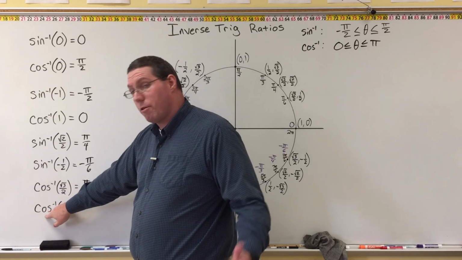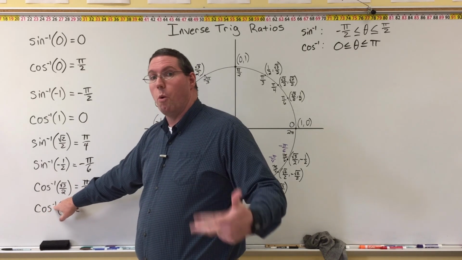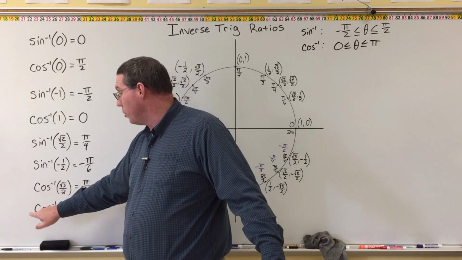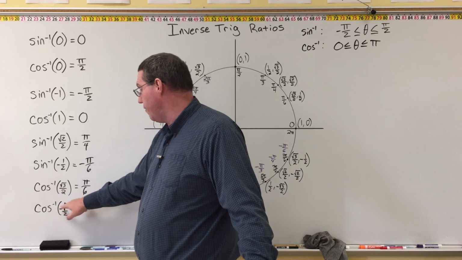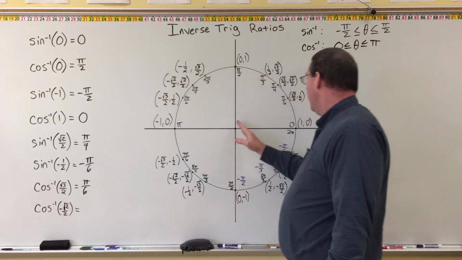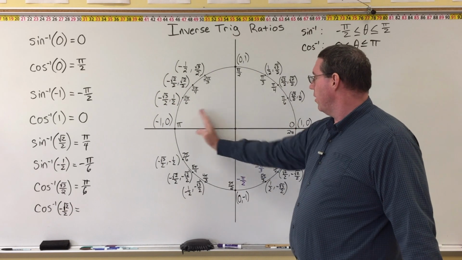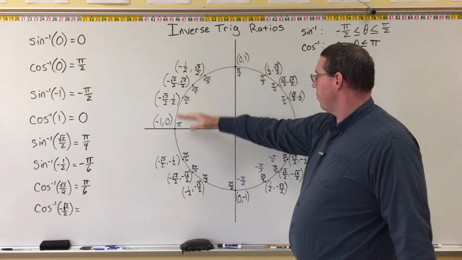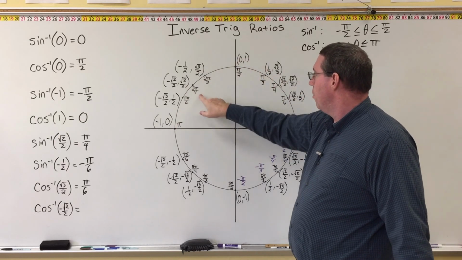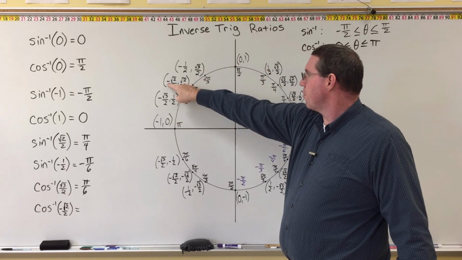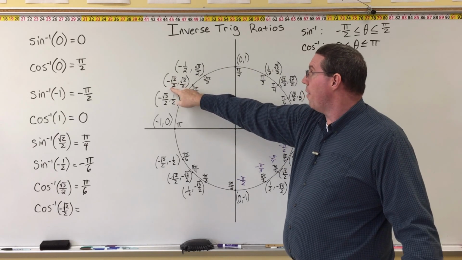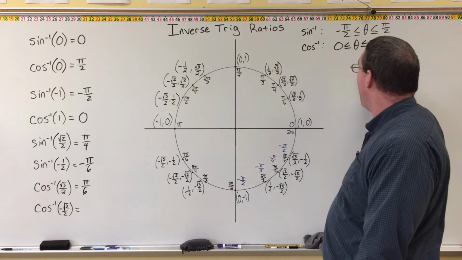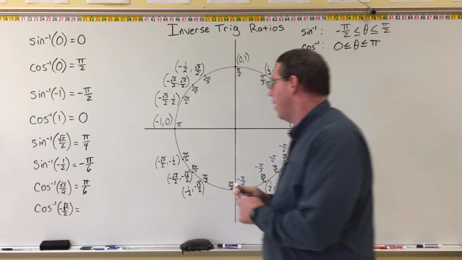Okay, last one, cosine inverse of negative square root of 2 over 2. Because it's cosine and it's an inverse, it's asking what theta angle on the interval from 0 to pi gives you an x-coordinate of negative square root of 2 over 2. All the negative x values are on the left side, so negative square root of 2 over 2 has to be over here somewhere, and it's got to be between 0 and pi on the upper half of the circle. Look, it's right here. Negative square root of 2 over 2, that's our x-coordinate. What theta angle is at this point? That's 3 pi over 4. Is that between 0 and pi? It sure is. So our answer is 3 pi over 4.